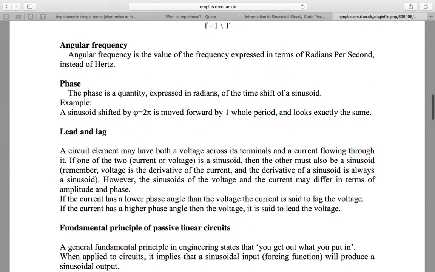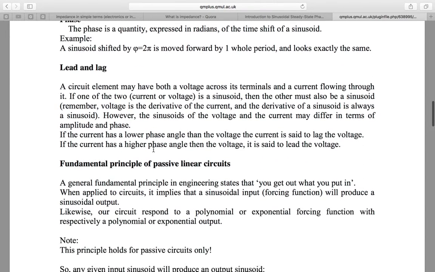And then we have the lead and lag. Basically, if current has a lower phase angle than voltage, it means that we have a lag. But if the current has a higher phase angle, it means that we have a lead. So lead when you have a higher phase angle for the current, and lag when you have a lower phase angle for the current compared to the voltage.